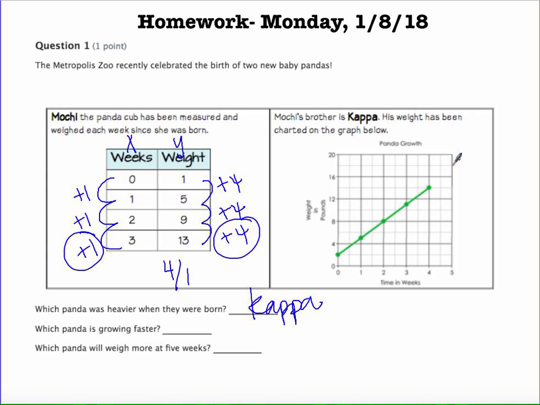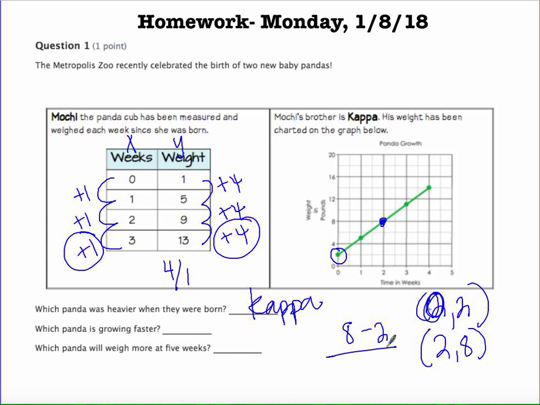Kappa, I'm trying to find slope from a table, so I want two good ordered pairs. I see I have the point 0, 2, and then I have another good point right here at 2, 8. So finding slope from 2 points, I'm doing y2 minus y1, so 8 minus 2 over x2 minus x1, 2 minus 0. That gives me 6 over 2, which is a rate of 3 pounds per week for Kappa. So Mochi is growing faster at 4 pounds per week.